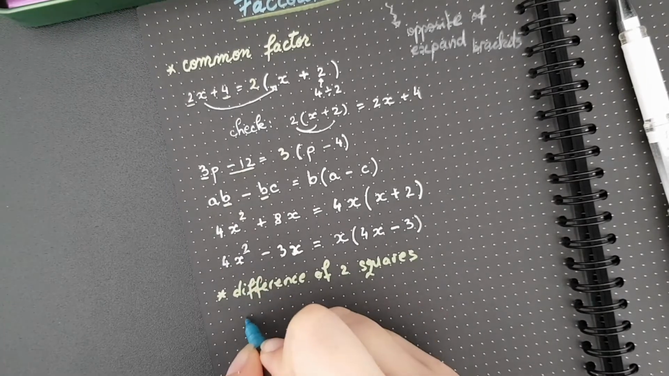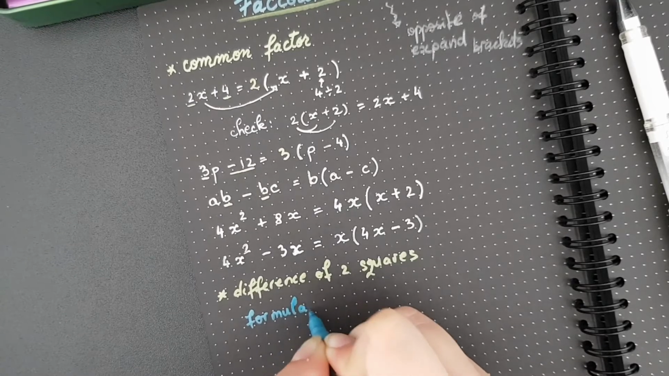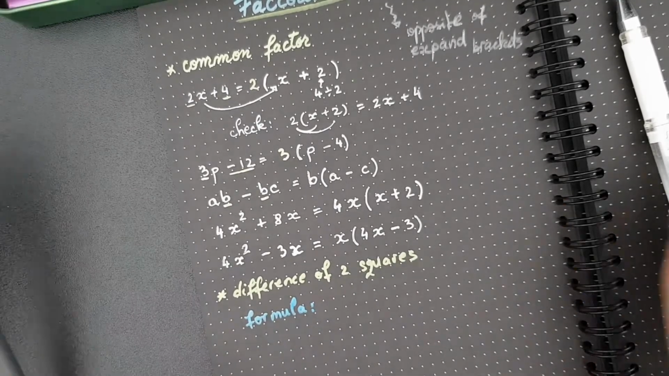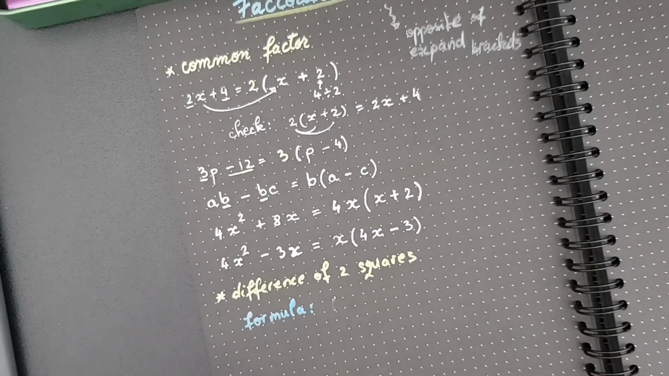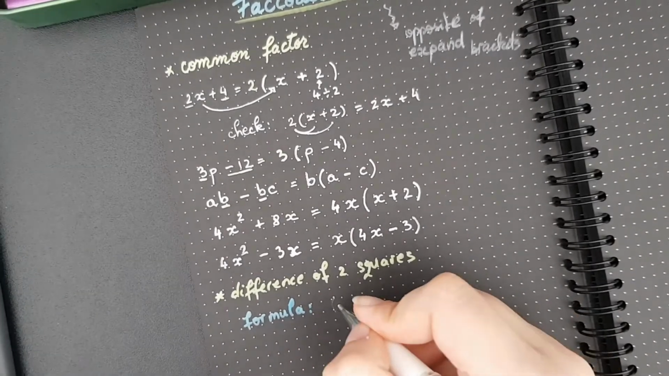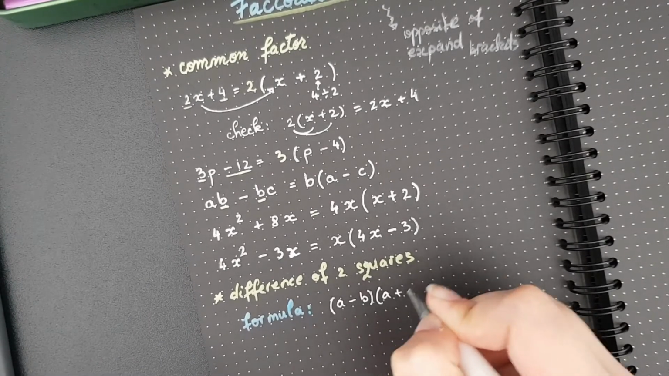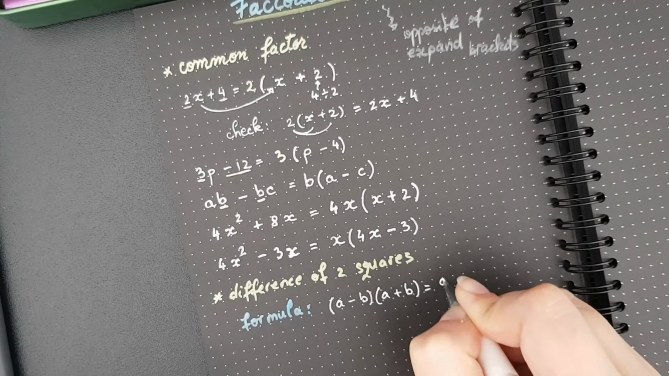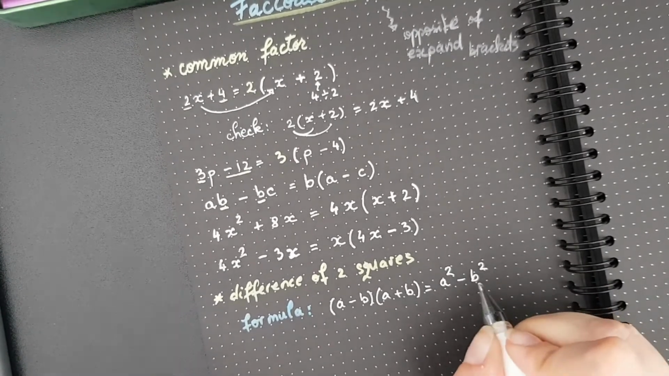So the formula that we actually found out, when we multiplied the bracket, was that if we have (a minus b)(a plus b), when I multiply the bracket, this gives me a squared minus b squared. And I think it's really fascinating.